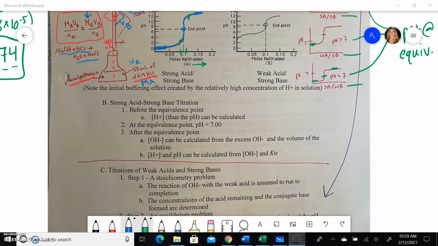And then for a strong acid, strong base titration problem, right here it kind of outlines it for you. I'm going to go through in a separate video and work an entire problem for you to show you all the different steps for that.